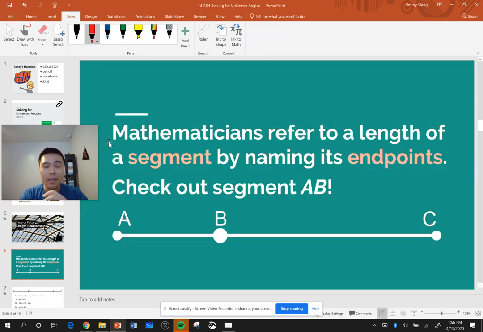First things first, a lot of us mathematicians, including myself, including you, I know you definitely want to be a mathematician, refer to a length of a segment by naming its endpoints. So two words there, segments and endpoints, okay? A segment is basically a line, and then we have the two endpoints, from the start to the end of that line, right? For segment AB, A is right there, B is right there, so there's your segment. That line from A to B is your segment, okay?